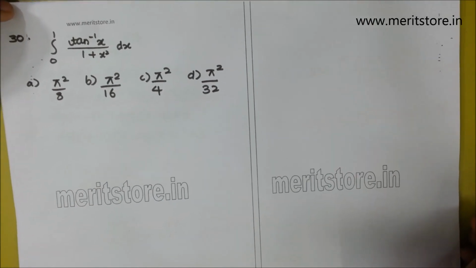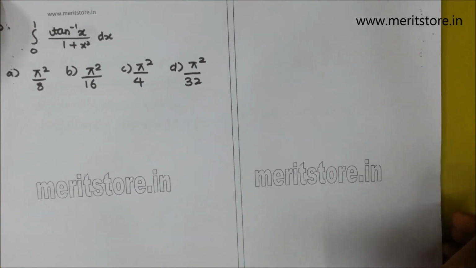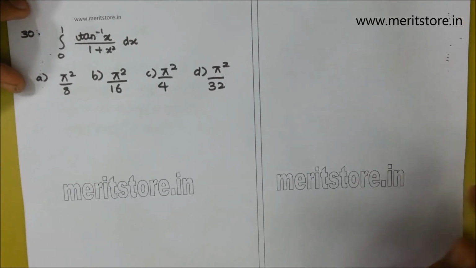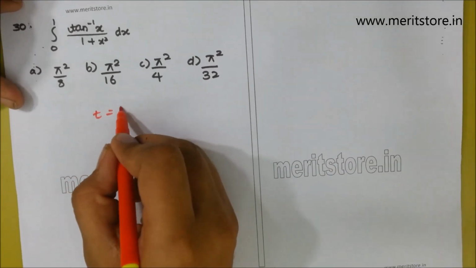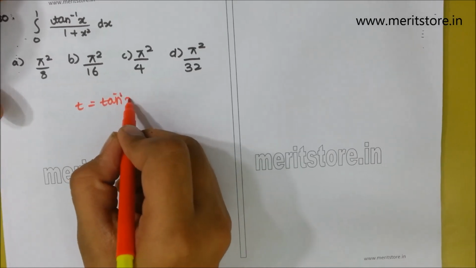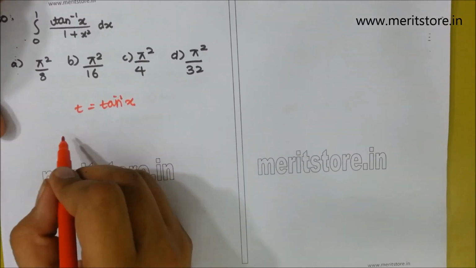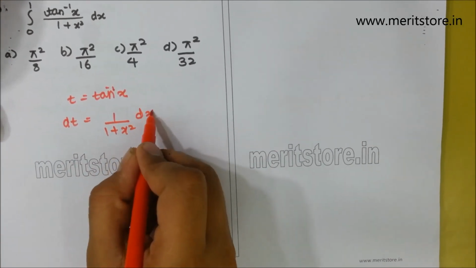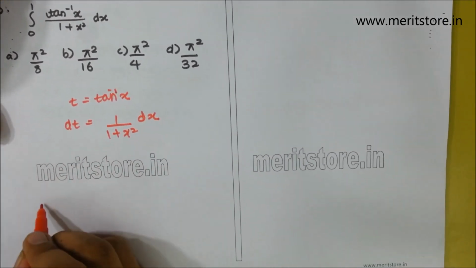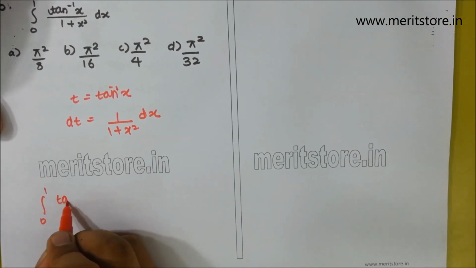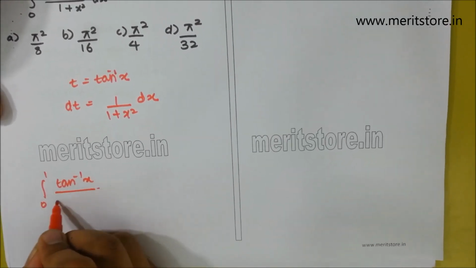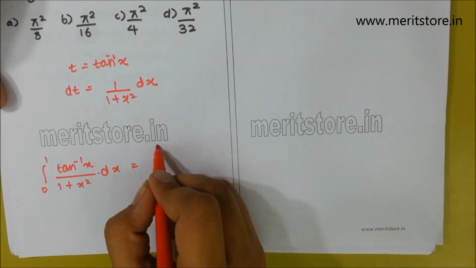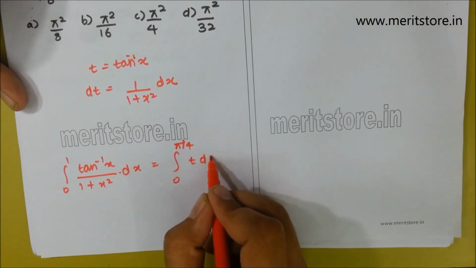Number 30. Integral from 0 to 1 tan inverse of x upon 1 plus x square dx is equal to. Now to solve this question, let us put t is nothing but tan inverse of x. Taking derivative on both the sides, what we get is dt is equal to 1 upon 1 plus x square dx. Then resubstitution, that is from 0 to 1 of tan inverse of x upon 1 plus x square dx will become 0 to pi by 4 t dt.